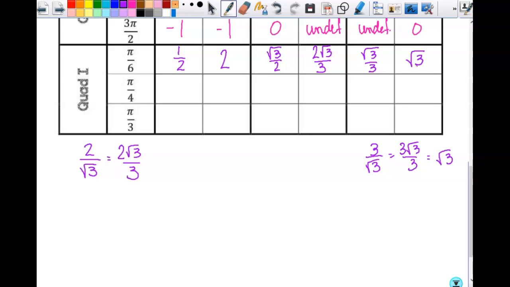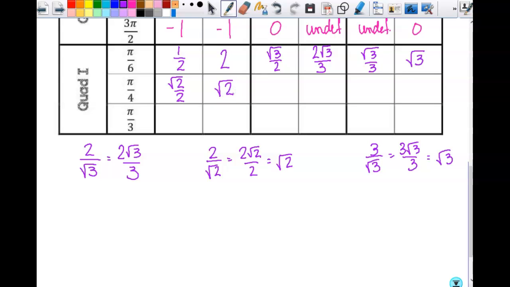Okay, so pi over 4, what is the sine of pi over 4? Square root of 2 over 2. So when we take that reciprocal and we have 2 over the square root of 2, that's 2 square root of 2 over 2, which is square root of 2. Okay, so we're going to pause right here.